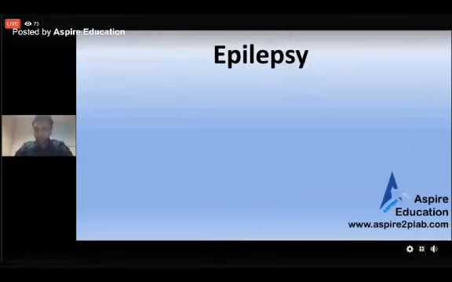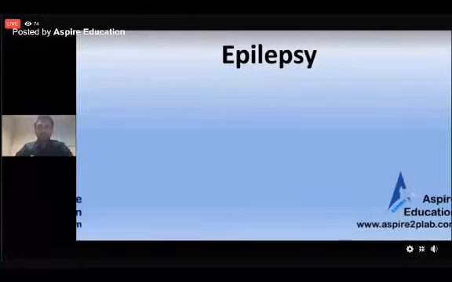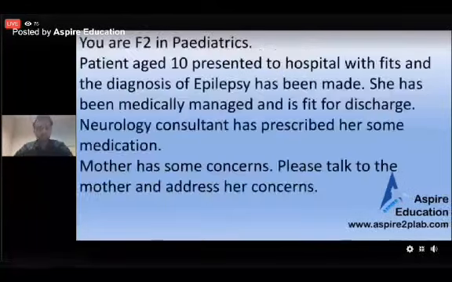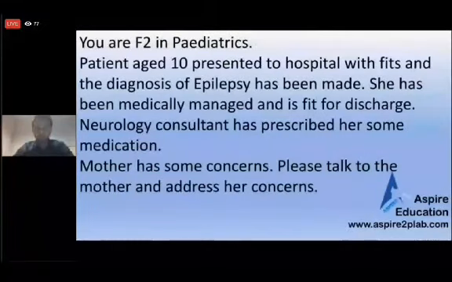But here our station is a bit different. We are not taking history for epilepsy, but we are discharging a patient who is already diagnosed with epilepsy. So you are active in pediatrics, patient age 10, presented to the hospital with fits, and the diagnosis of epilepsy has been made already. She has been medically managed and is fit for discharge. The neurology consultant has prescribed her some medication. Mother has some concerns. Please talk to the mother and address her concerns.